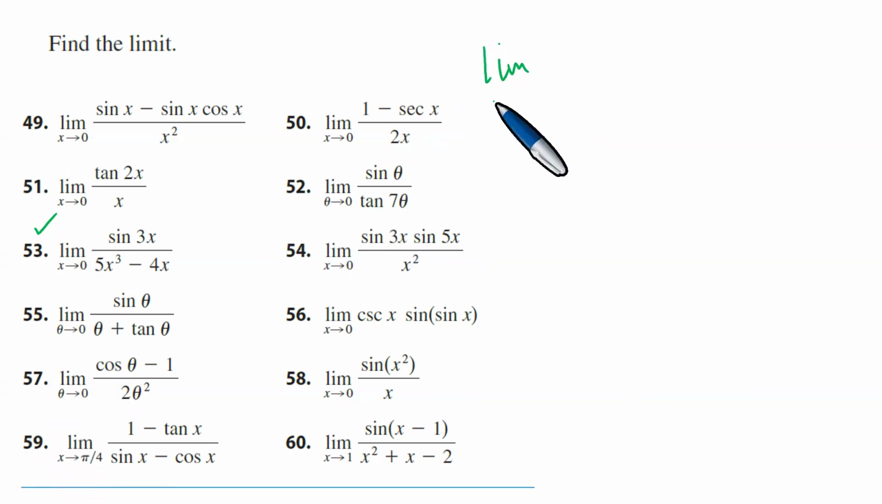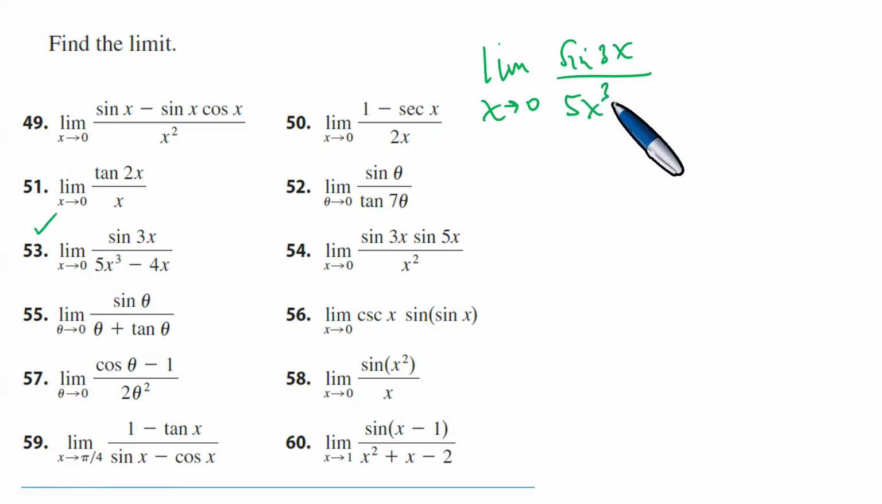So it's the limit as x approaches 0 of the sine of 3x divided by 5x cubed minus 4x. Okay, so look at this limit now. What then are you able to achieve here?